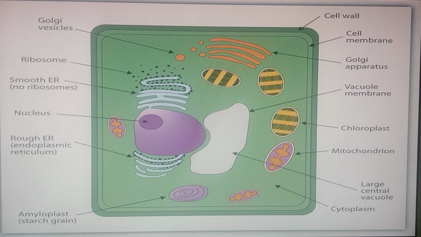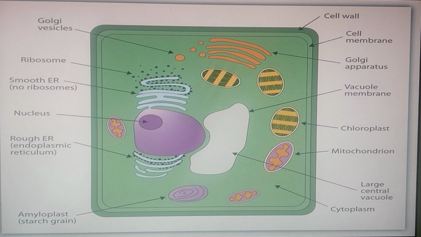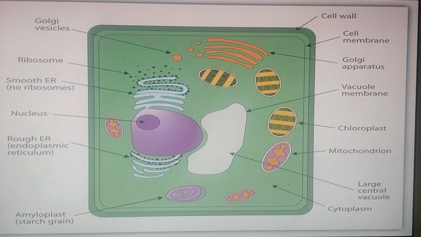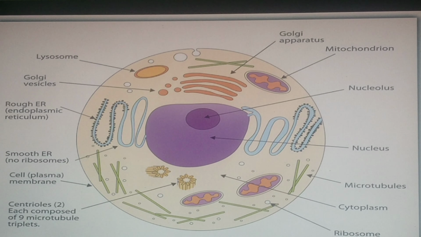Okay, now we saw what is a plant cell, what are the parts of a plant cell and what are the characteristics of all the plant cells. Okay, now let's see the animal cell.